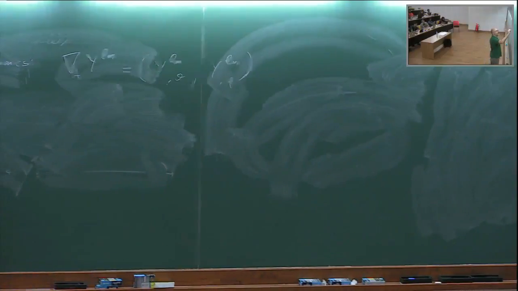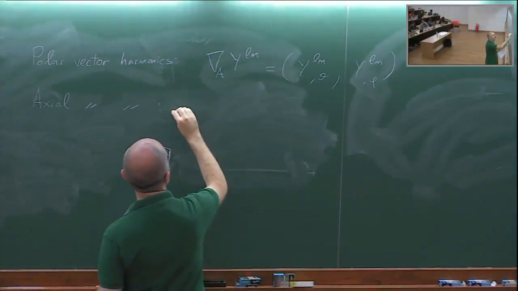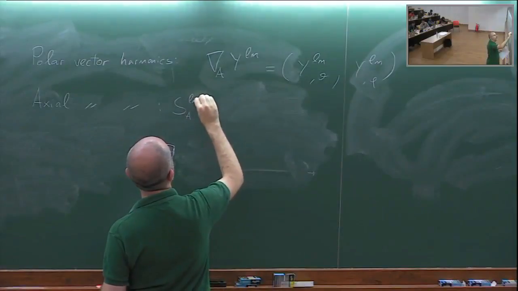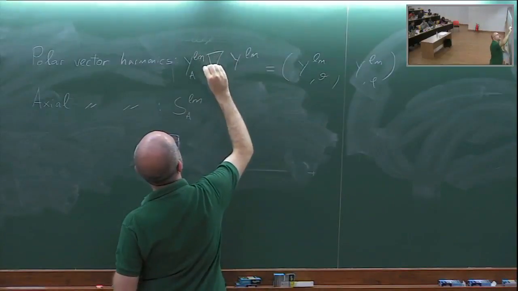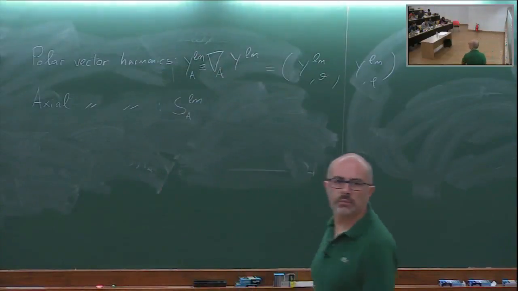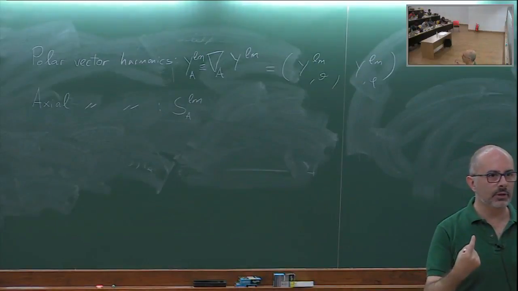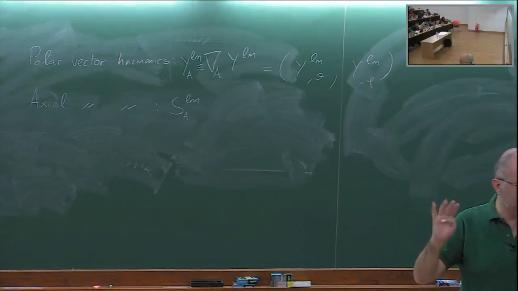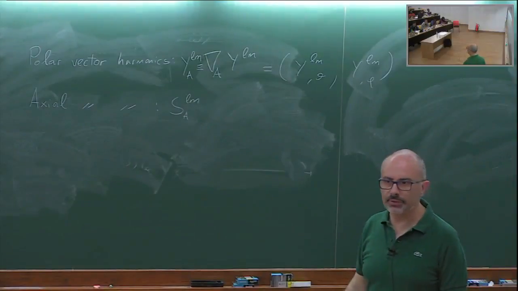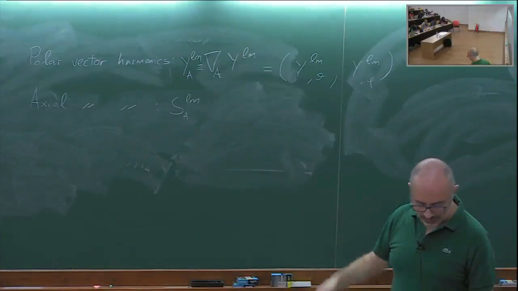Similarly, I can construct an axial vector harmonic, and I'll call this S_A^LM. The index A reminds me that it's a vector. The capital A reminds me that it's defined on the sphere. It is two-dimensional. LM because it's a decomposition. So then I can define an axial vector harmonic. And how do I define it?